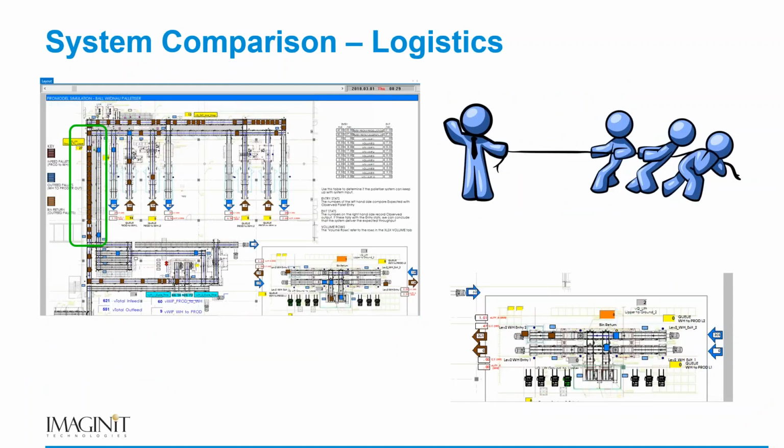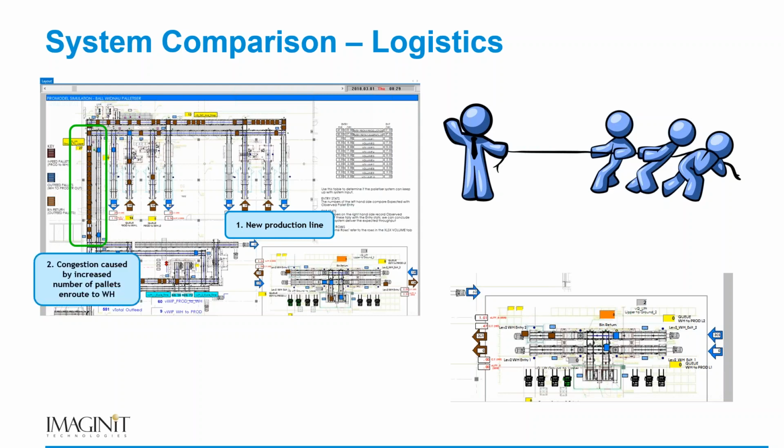So we're going to take a look at just a few examples of where this has some real life benefit, right? It's easy to talk about simulation and experiments, but let's see where we've actually had some success with this. So let's look at logistics first, okay? The problem we have here is we have a new production line. As it's creating product, it's creating congestion by the number of pallets en route to the warehouse, okay? You can see that building up here in the simulation.